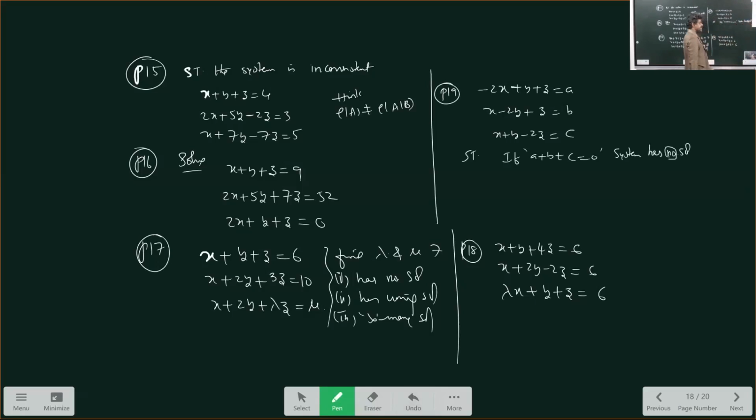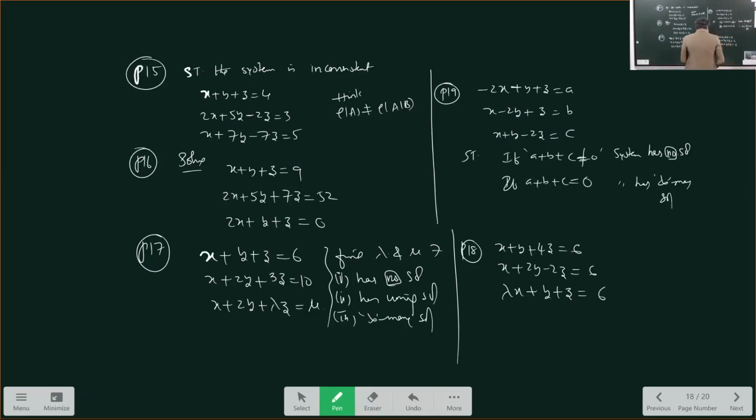It is not a number of solutions, it has no solution. And if a plus b plus c is equal to 0, then the system has infinitely many solutions. So this is what you need to show. Solving means finding the solution.